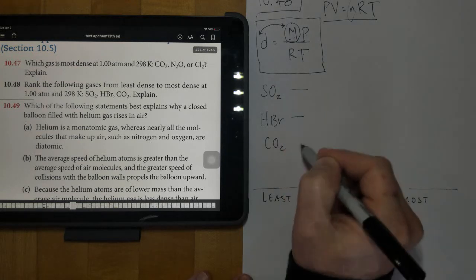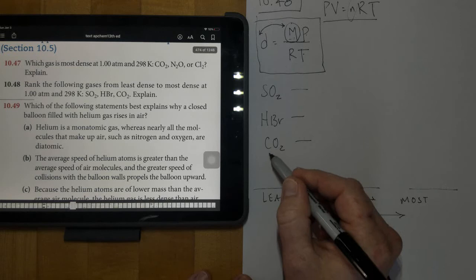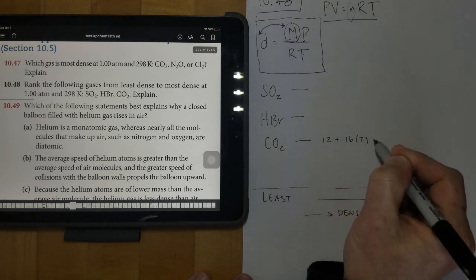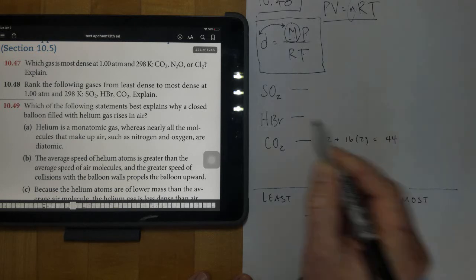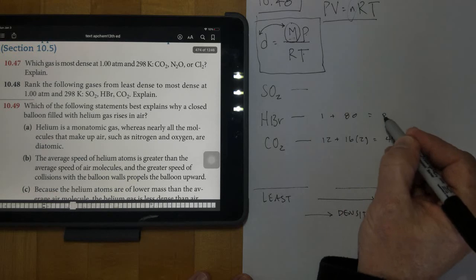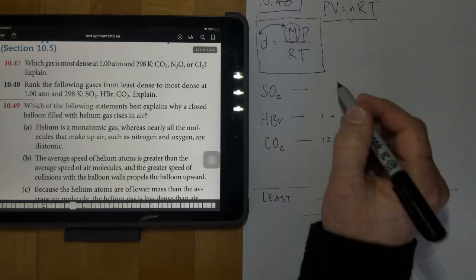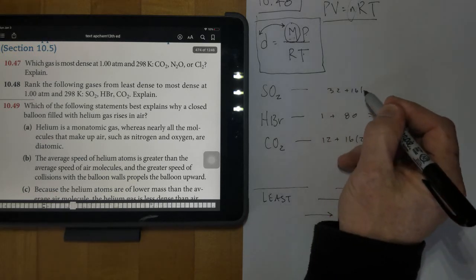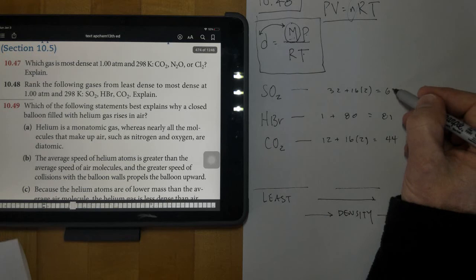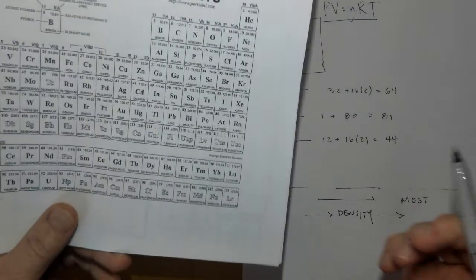So we have to add up those molar masses on the periodic table. And for carbon dioxide, carbon is 12, oxygen 16 times 2, which is 44 grams per mole. Hydrogen bromide, hydrogen's 1 and bromine's 80, so that gives us 81. And then sulfur is 32 and oxygen 16 times 2, so that adds up to 64.